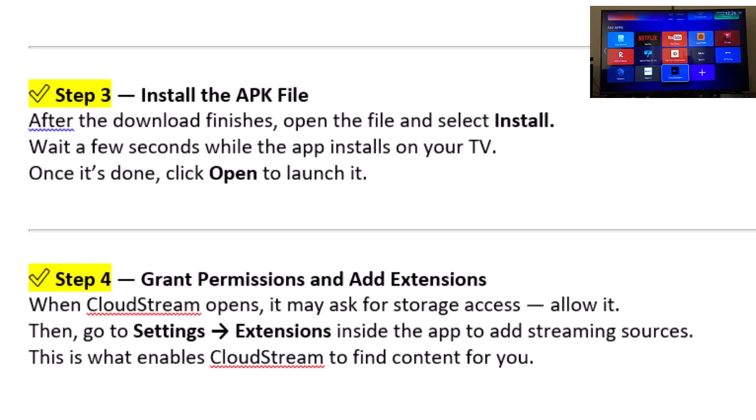Step 4. Grant permissions and add extensions. When Cloudstream opens, it may ask for storage access. Allow it. Then go to Settings, then Extensions inside the app to add streaming sources. This is what enables Cloudstream to find content for you.